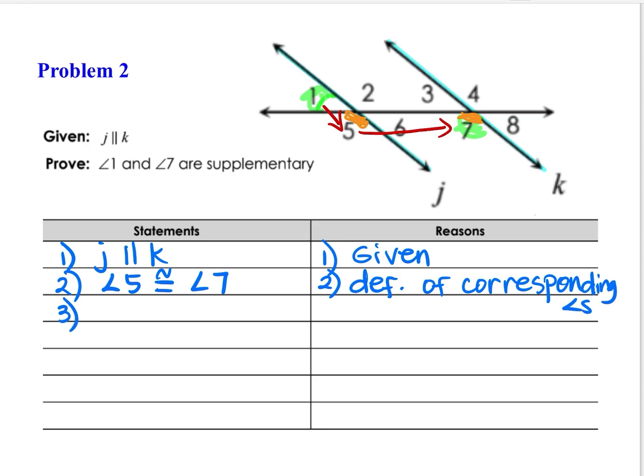Number 3, we are going to take the congruent sign, and that would be measure of angle 5 is equal to measure of angle 7. Now, this process is explained by what congruence is. When two angles are congruent, they are considered to be equal in measure, and this is the definition of congruence.